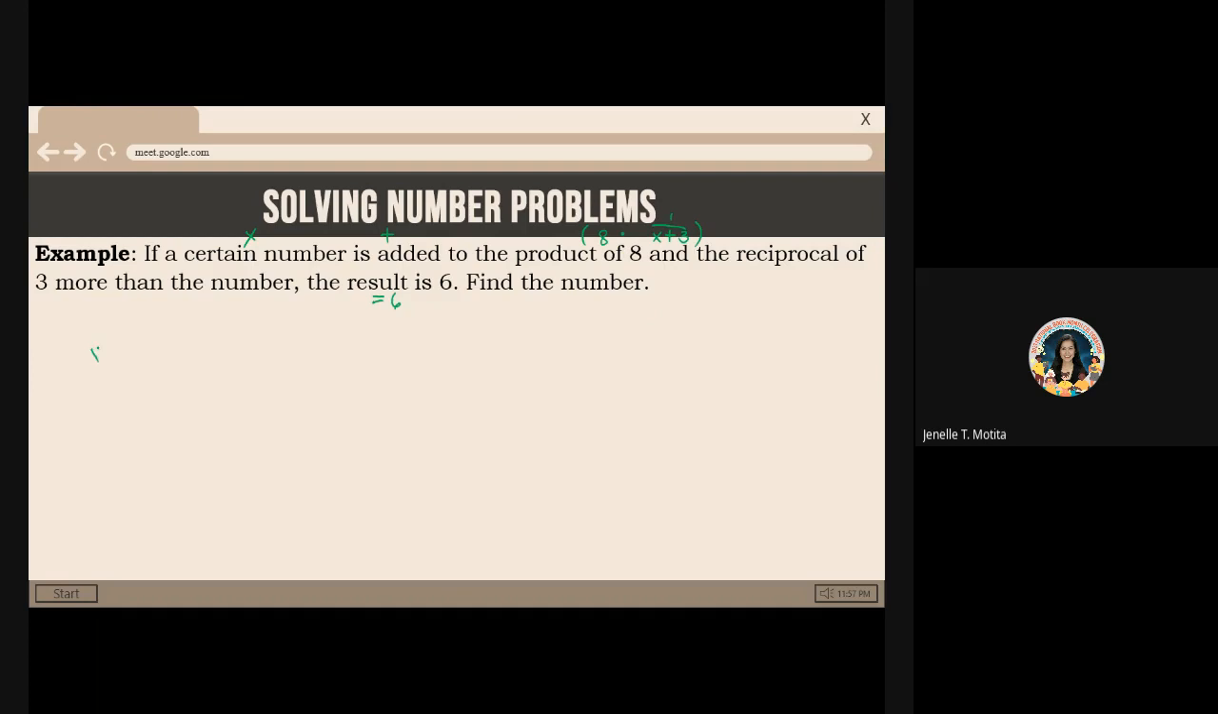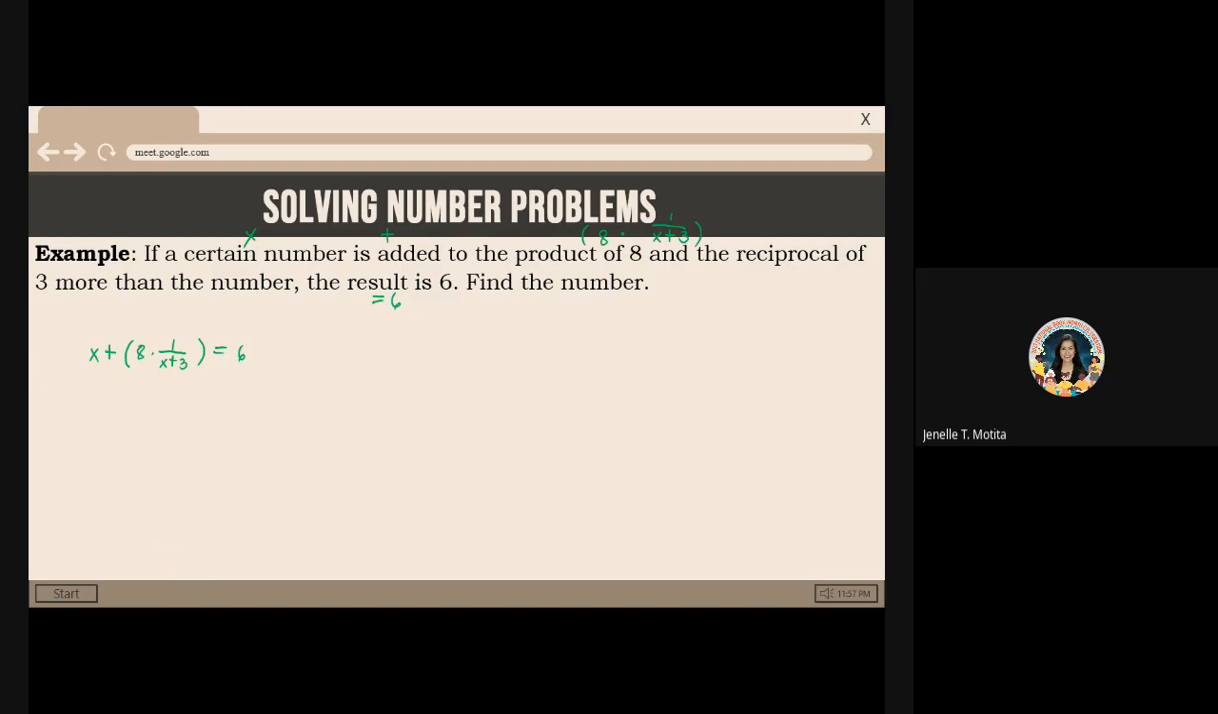Let's write it here. X, a certain number, is added to the product of 8 and the reciprocal of 3 more than the number. The result is 6. Find the number. And we're already done with step number 2, which is identifying the correct equation. Let's now proceed with the third one, that is solving the equation. So as you can see, you got here x plus 8 times 1 over x plus 3 is equal to 6.